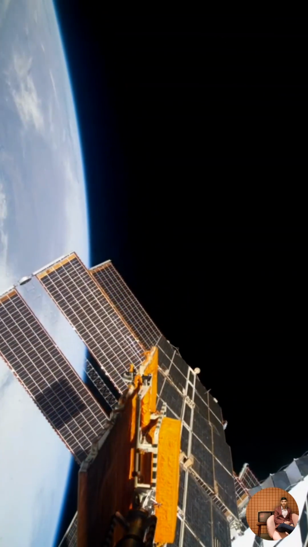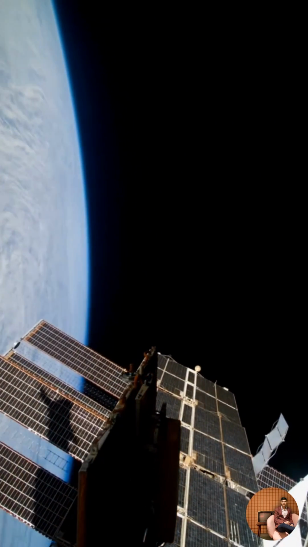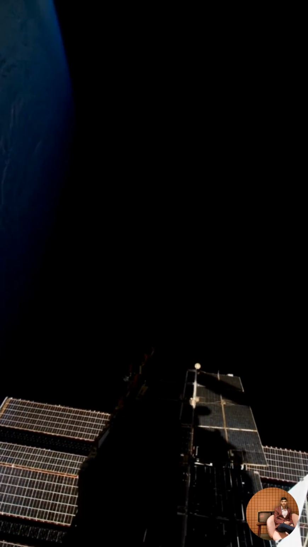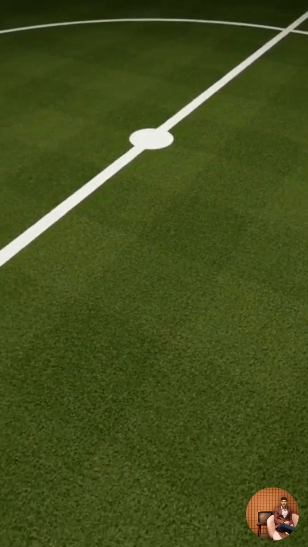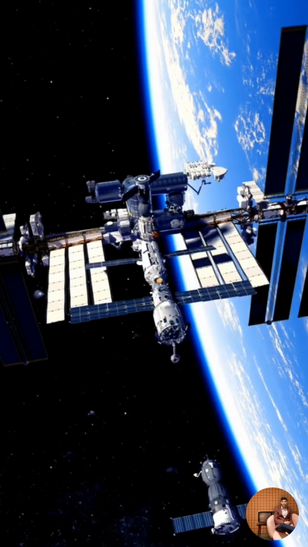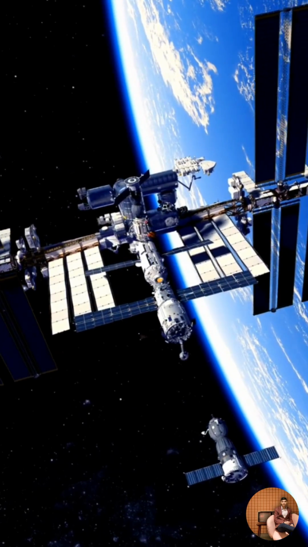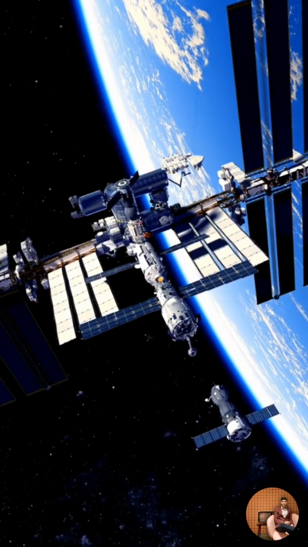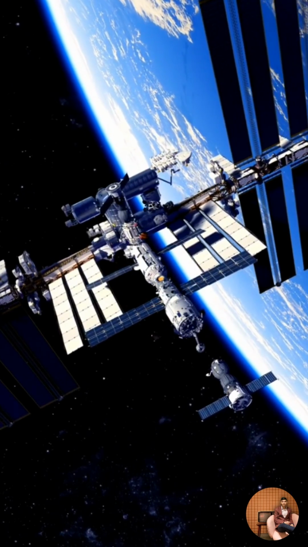The reason is simple. It is basically a satellite that functions as a space laboratory where people live, as well as it has to keep revolving around the Earth. Like a satellite, its area is as large as a football field and it has a mass of 420,000 kilograms. To provide electricity, there are massive solar panels outside.